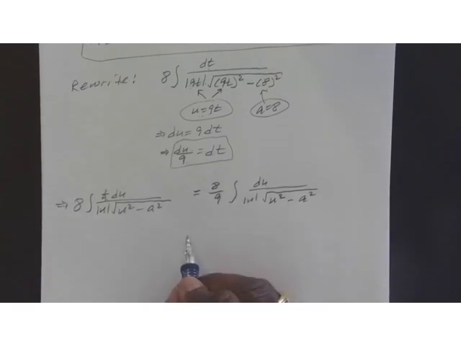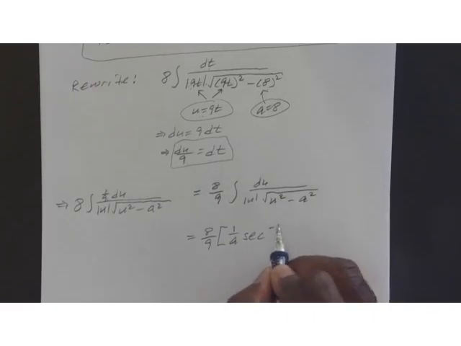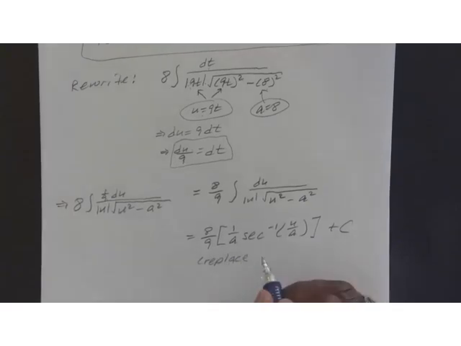Okay. So we know that will give us 8 divided by 9 times this integral, which is 1 over a, times secant inverse of u divided by a plus c. And once you get it right there, you're just going to replace your u and your a.